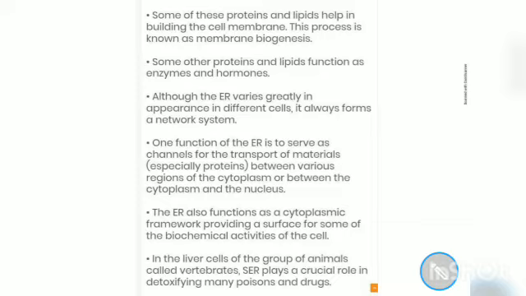Look at the first point. Some of these proteins and lipids help in building the cell membrane, and this process is known as membrane biogenesis. And some other proteins and lipids act as enzymes and hormones. So that's all about your endoplasmic reticulum.